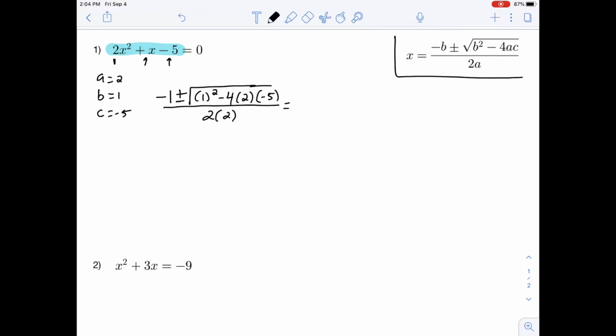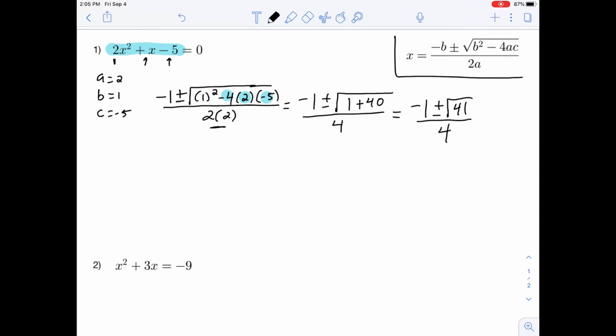So now from there, I like to simplify inside the square root, and of course I'll simplify this bottom number here. So that gives me -1 plus or minus the square root. Well, 1 squared just means 1 times 1, so that's 1. And then I'm going to multiply -4 times 2, then times -5. So when I do that, -4 times 2 is -8, and then -8 times -5 is plus 40, all over 2 times 2, which is 4. So now, of course, I can go ahead and add the 1 and the 40. So this is -1 plus or minus the square root of 41 over 4.